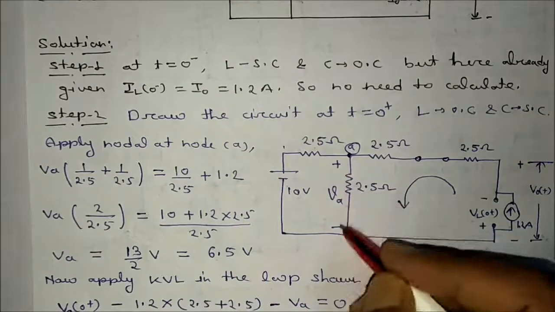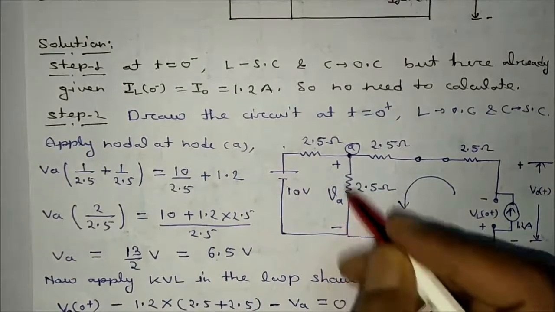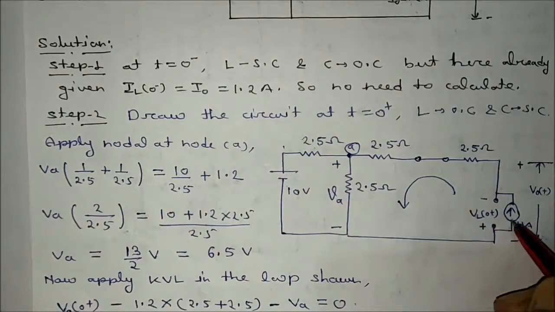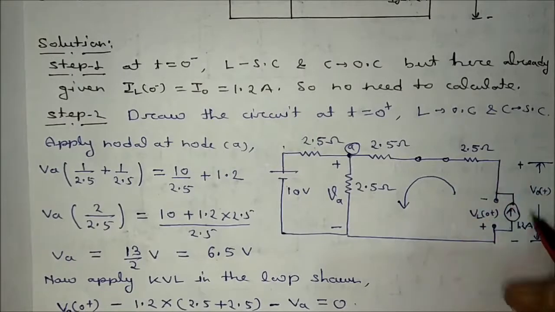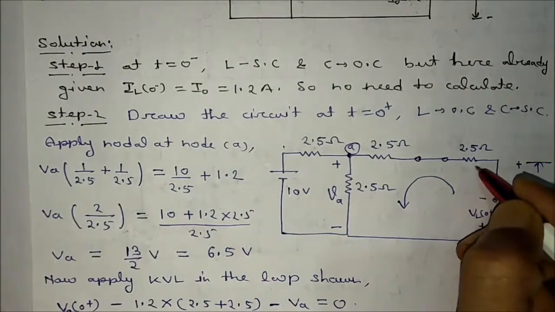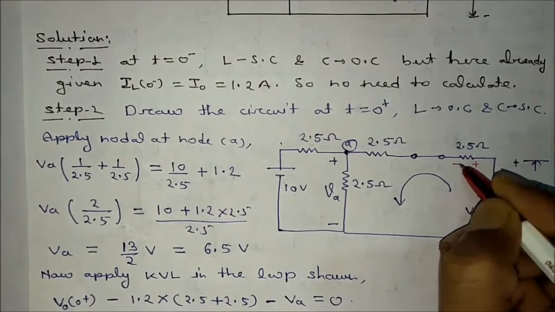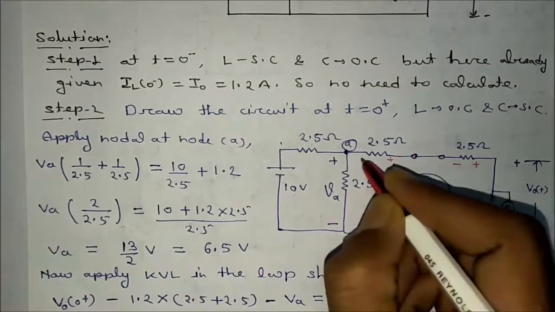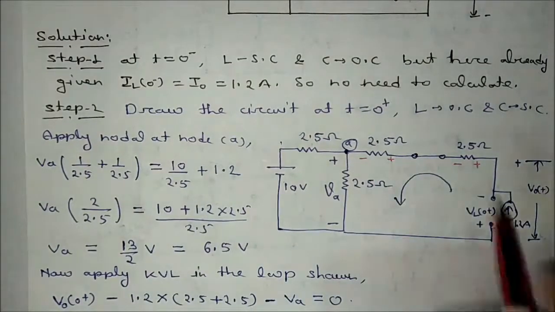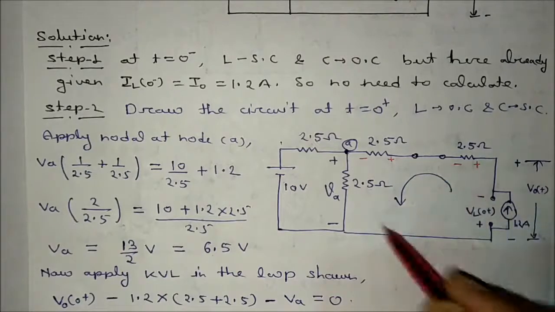Now we know this voltage, and this current you already know, that is equal to 1.2 ampere. 1.2 flows here, this will be plus minus here, this will be plus minus here, like this. Okay, now apply KVL in this loop. What will you get?